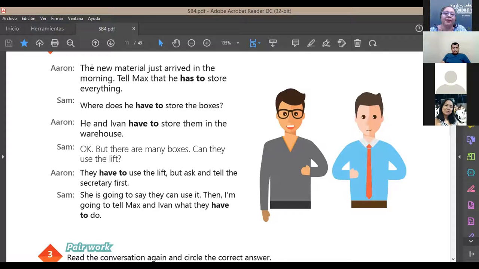Okay, lo voy a leer más lento, okay? The new material just arrived in the morning. Tell Max that he has to store everything. Where does he have to store the boxes? He and Ivan have to store them in the warehouse. Okay, but there are many boxes. Can they use the lift? They have to use the lift, but ask and tell the secretary first. She is going to say they can use it. Then I'm going to tell Max and Ivan what they have to do.